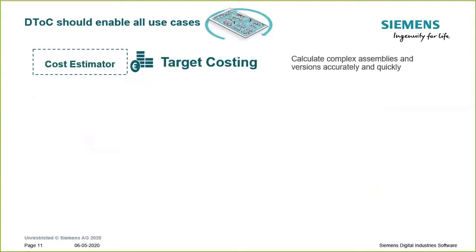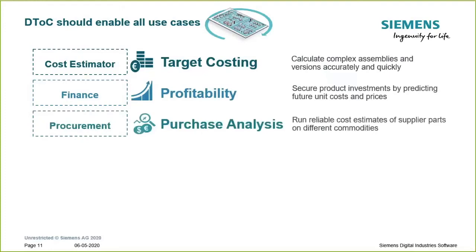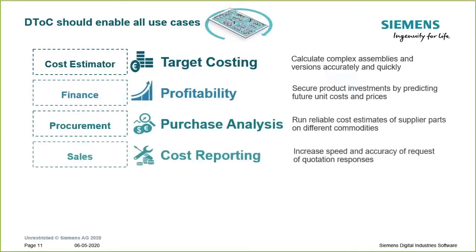For example, target costing, where they want to calculate complex assemblies and versions accurately and quickly. The controlling department, the finance, wants to ensure the profit targets are met. The purchaser or procurement wants cost-based negotiation with suppliers. And then of course we have our sales, buyers, commercial, where they want speed and accuracy, and of course the cost transparency and understanding of all the cost breakdowns that they will report to the suppliers and customers.